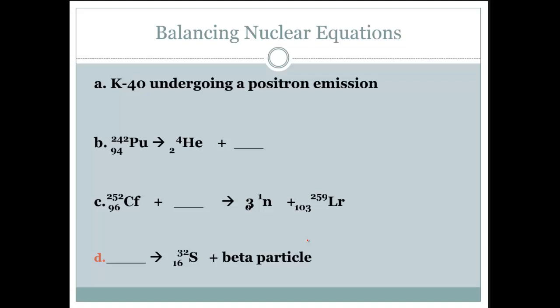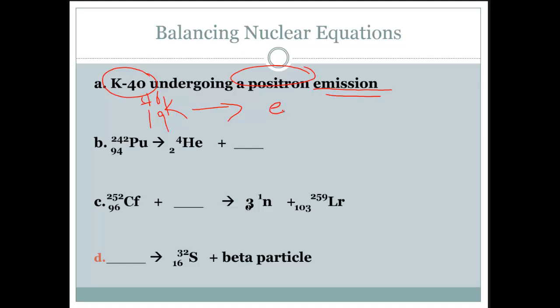We have K40, so potassium-40, undergoing positron emission. The thing that usually trips people up here is the terminology. K40 means we have potassium with a mass of 40. We look on the periodic table and find that potassium is 19. It's emitting it, so that means it's going to be on the right hand side.